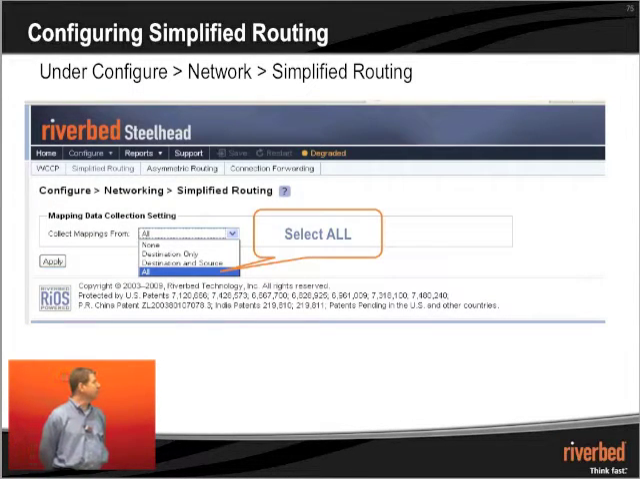Next, we can turn on simplified routing. We can do either of these or both. Simplified routing is by far the easiest way to go. We do that by going to Configure Networking Simplified Routing and select All from the pull-down menu.